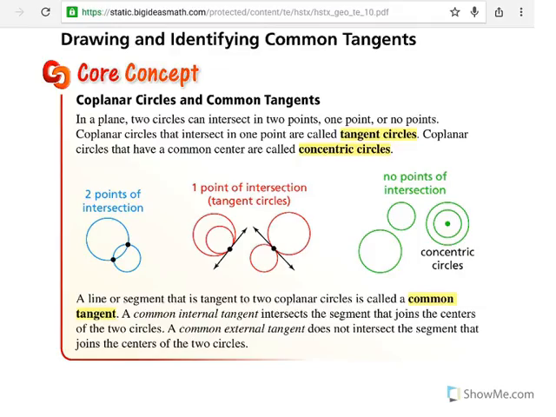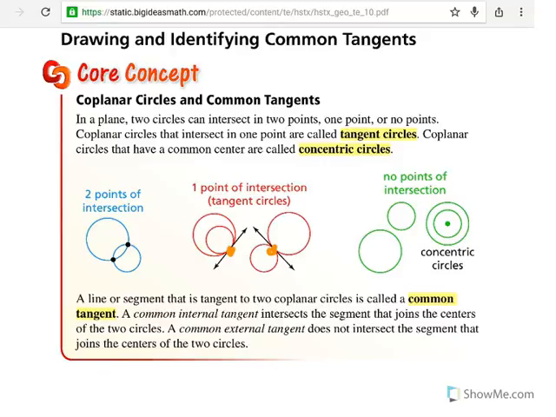Alright, so there's a couple different things that you need to know. They're in coplanar circles and common tangents. Coplanar circles that intersect at one point are called tangent circles. That means they touch at one point. So these are one point of intersection, so they're tangent circles.